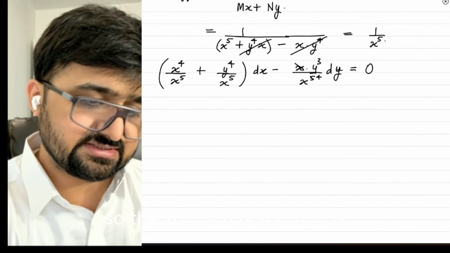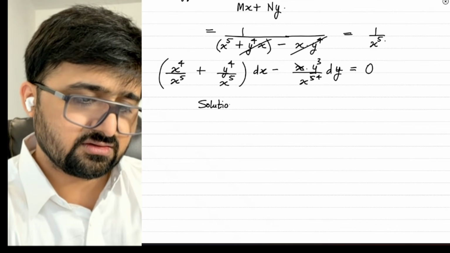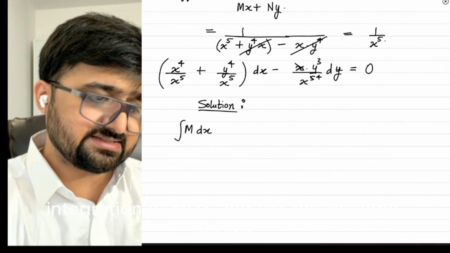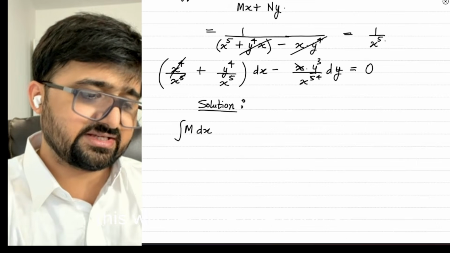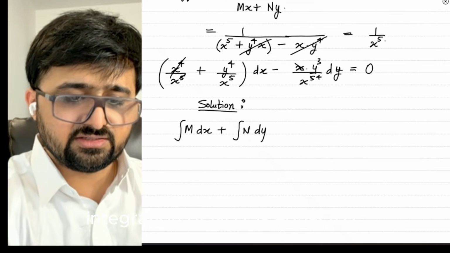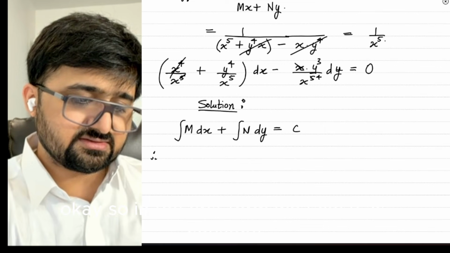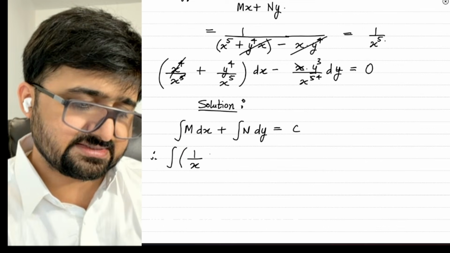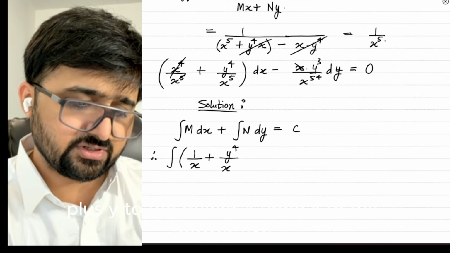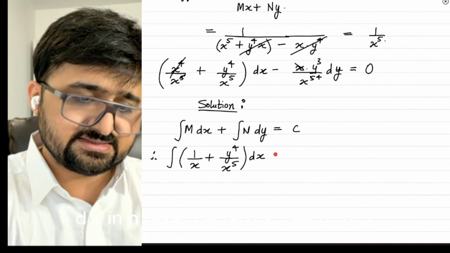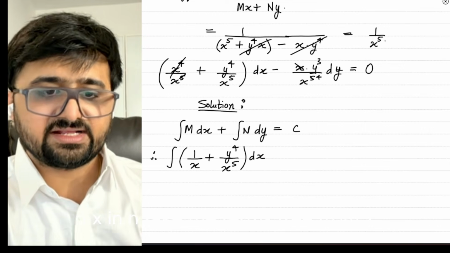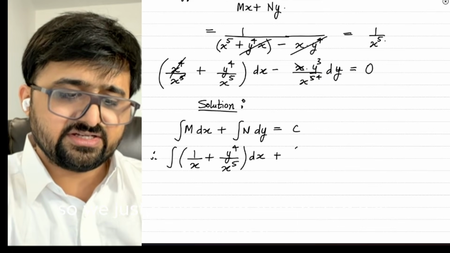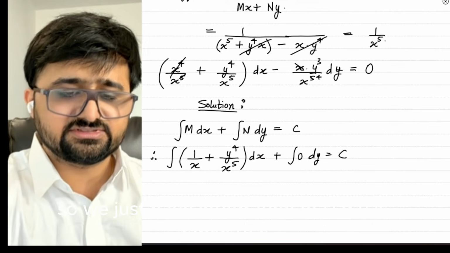So the solution is integration of m dx, and this will become 1 upon x plus integration of n dy is equal to c. In the first term we take y as constant, so keep y as constant. So we have 1 upon x plus y to the power 4 upon x to the power 5 dx. In n, take the terms free from x. There is no term which is free from x because you have x to the power 4. There is only one term. So we just have integration of 0 dy is equal to c.